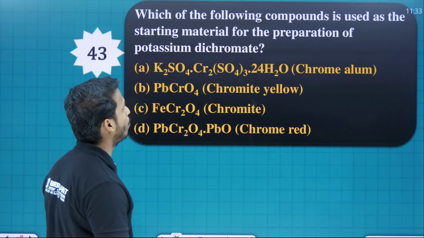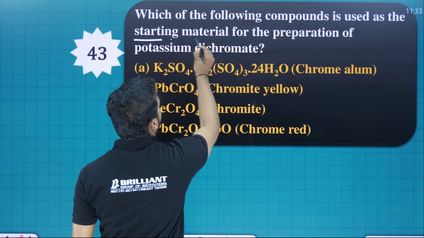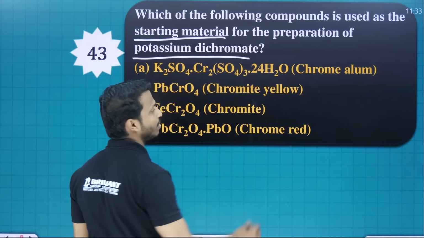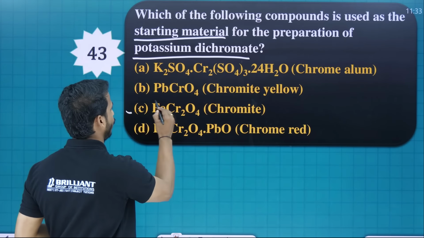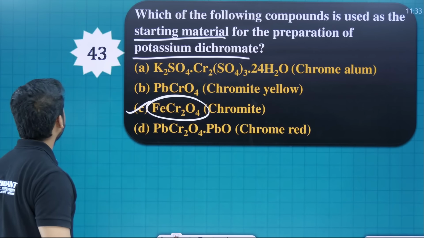43. Which of the following compounds is used as the starting material for the preparation of potassium dichromate? Just we discussed which one? Chromite ore, FeCr2O4.